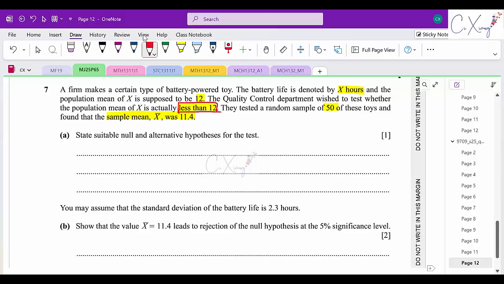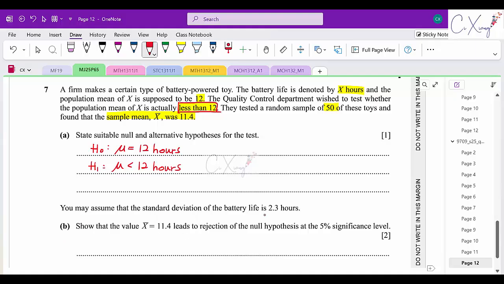So first step, they want you to state the null and also alternative hypothesis. We are testing the population mean. Therefore, the null hypothesis is mu equals to 12 hours. And how about the alternative hypothesis? It should be, because of the keyword less than, mu less than 12 hours. I think this is easy, right? Okay, then let's continue to part B.